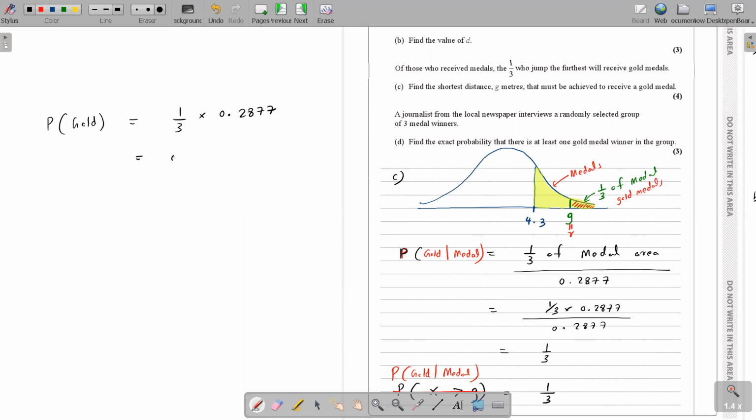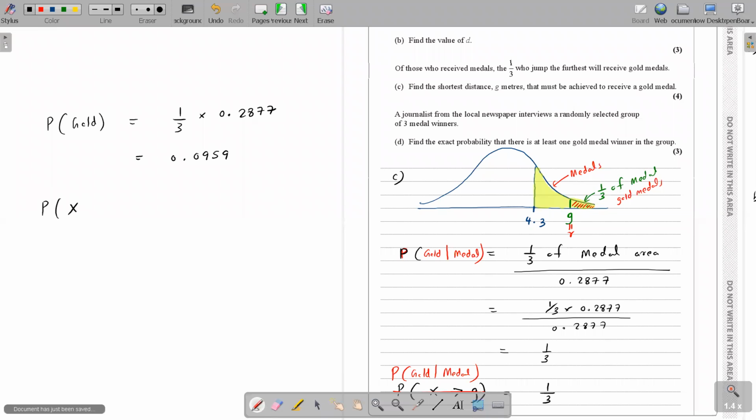0.0959. Yes. That's all the decimals you are getting, or do you get more? That's exact. 0.0959 is the probability that you are getting a goal. So getting a goal means what?